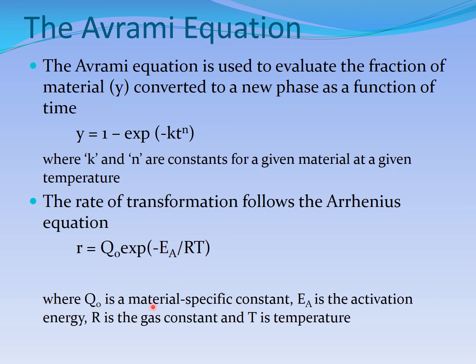Capital R is the gas constant, and capital T is the temperature, generally in Kelvin, and so on. So this is the Avrami equation. This tells you what fraction of a material will change if you have so much cooling time, and this tells you what will be the rate of transformation from one material to the other.